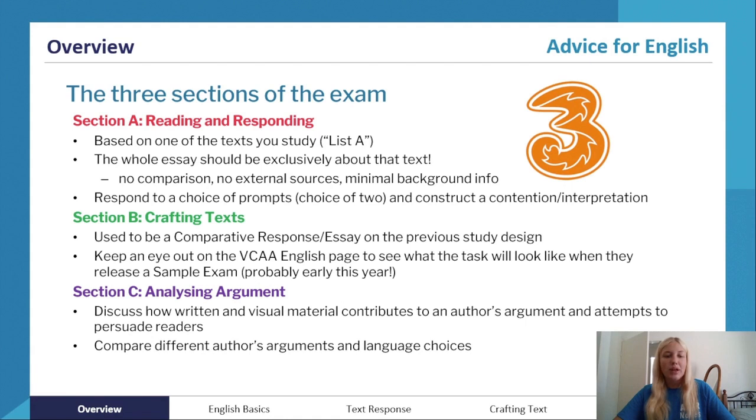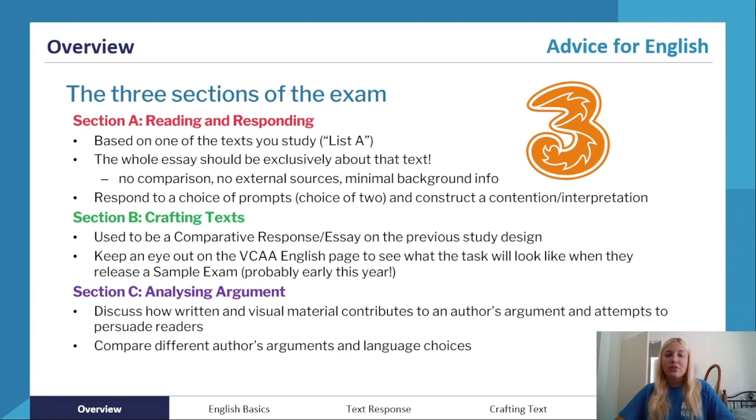So we'll begin straight away with the content, but this slide also shows you what today's content has been split into. So we're kind of going based off what the exam sections are. And after looking at some English skills that you really need for the whole year, we'll be looking at each section. We'll be looking at text response, section A, in a lot of detail, then looking at crafting text, your new area of study following the study design changes, and we'll have just a very brief look at analyzing argument as you'll be doing that later in the year.